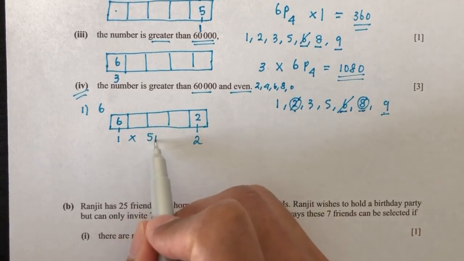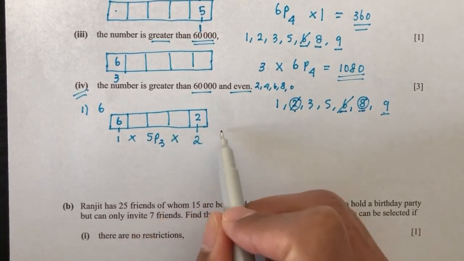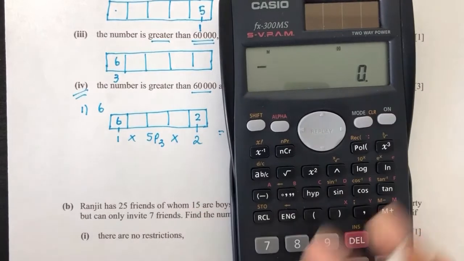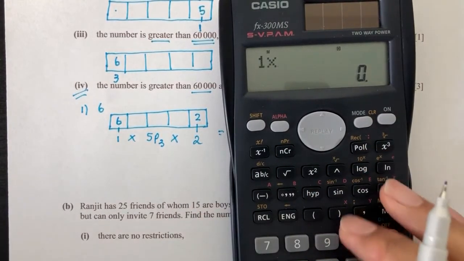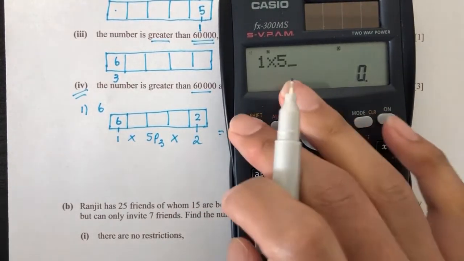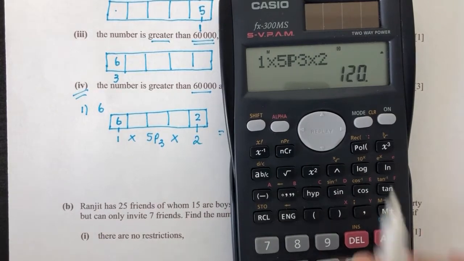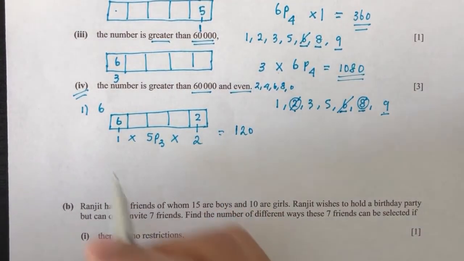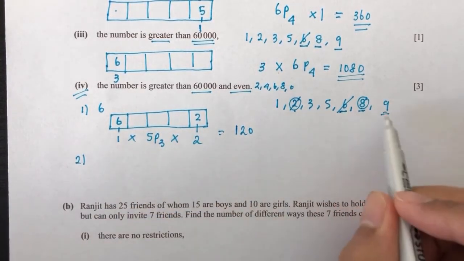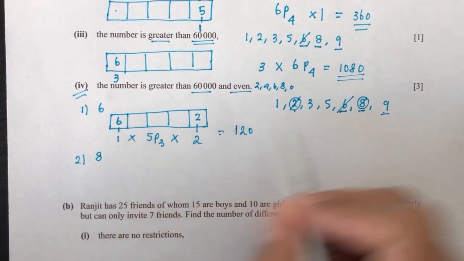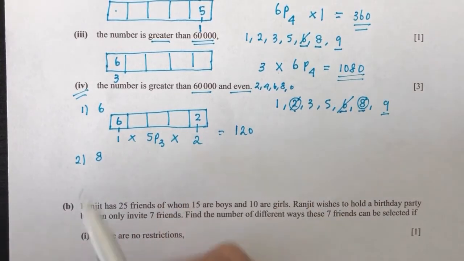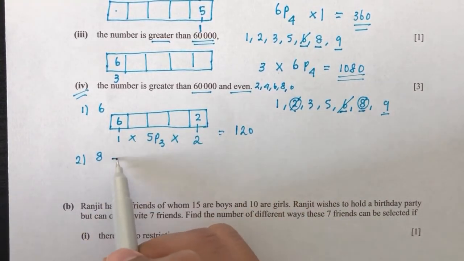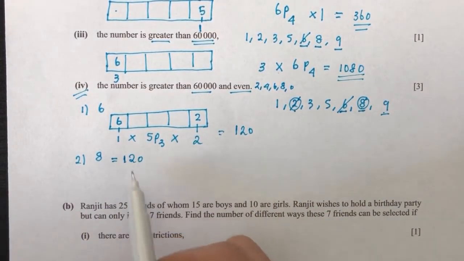So 5P3. This will be your case number 1. So 1 times 5P3 times 2. That will be 120. Case number 1. Now case number 2 starts with an 8. So 8 is the same as 6. Basically the same thing is going to happen. So you will get also 120.